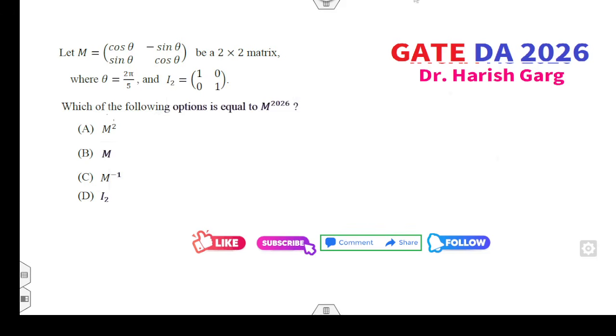Look at the next one. Again, M is a matrix. Which one of the following statements is true? Only one is true. First of all, it's a cosine and sine matrix. So this is the first method. I will tell the two different methods.